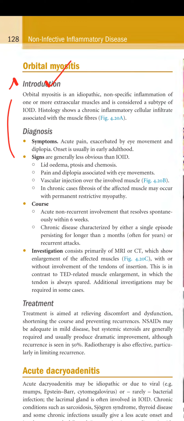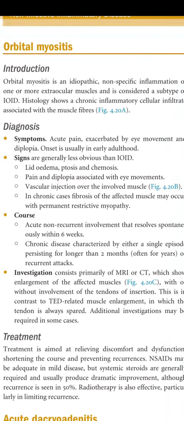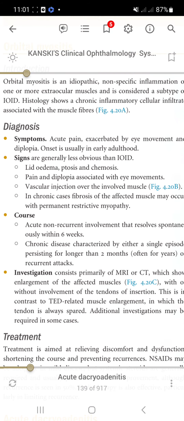Diagnosis: there can be acute pain exacerbated by eye movement and diplopia. Onset is usually in early adulthood. Signs are generally less obvious than IOID. There can be lid edema, ptosis, chemosis, pain, diplopia associated with eye movement, and vascular injection over the involved muscle. It is very pathognomonic that there will be congestion over the involved muscle.